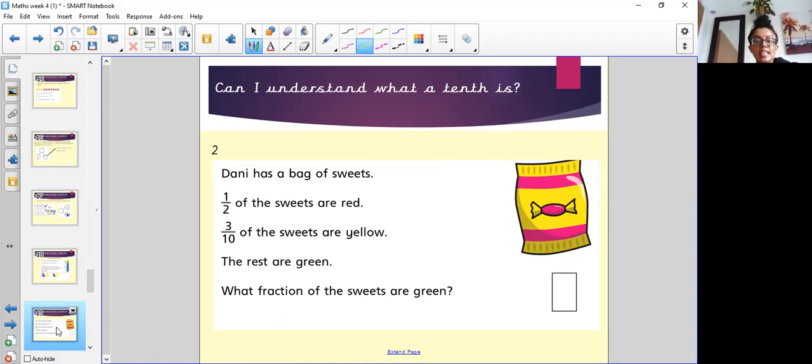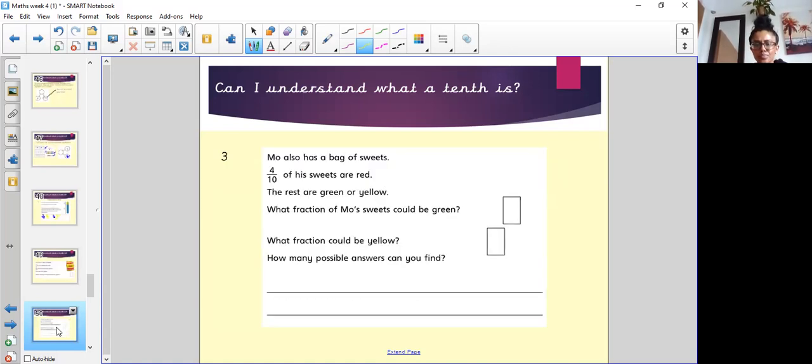And then you've got 3/10 of the sweets are yellow, and the remaining, after 5 over 10 plus 3 over 10, will be how many are green. So see if you can work that out with my explanation. You might find it tricky, but try and see if you can work this one out.